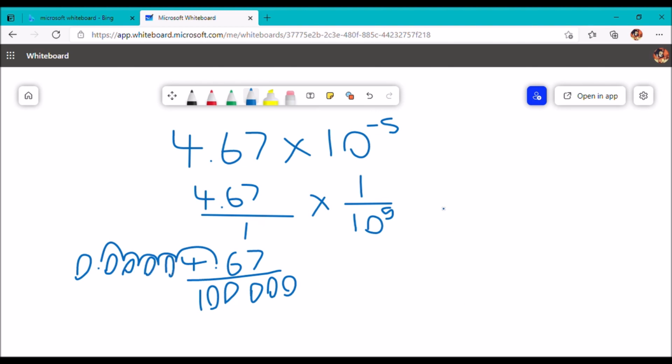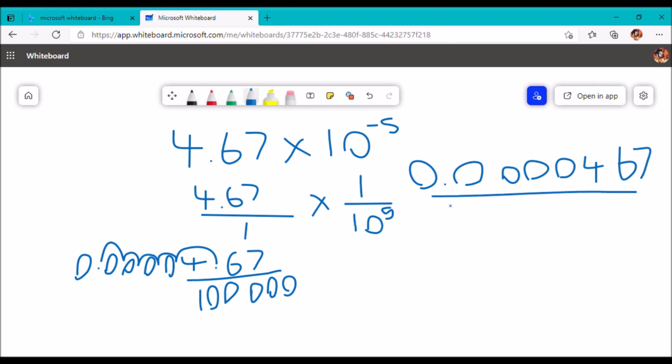So then the final answer is 0.00000467. This is the final answer. Okay.